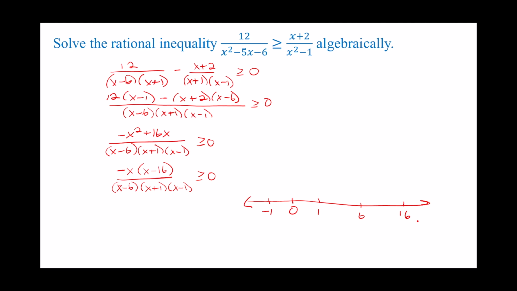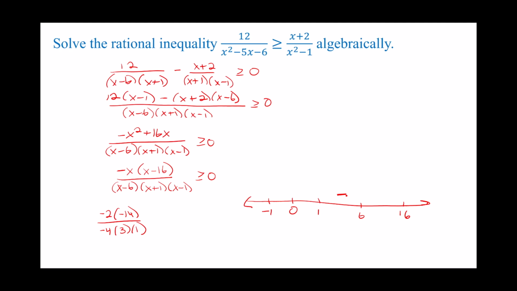So the zeros of the numerator are 0 and 16. The zeros of the denominator are 6, 1, and negative 1. So I have several intervals here. Let's start plugging in some points. Let's say between 1 and 6. Let's plug in 2. Then I would get negative 2 times negative 14 over negative 4 times 3 times 1. So 3 negatives make that negative.